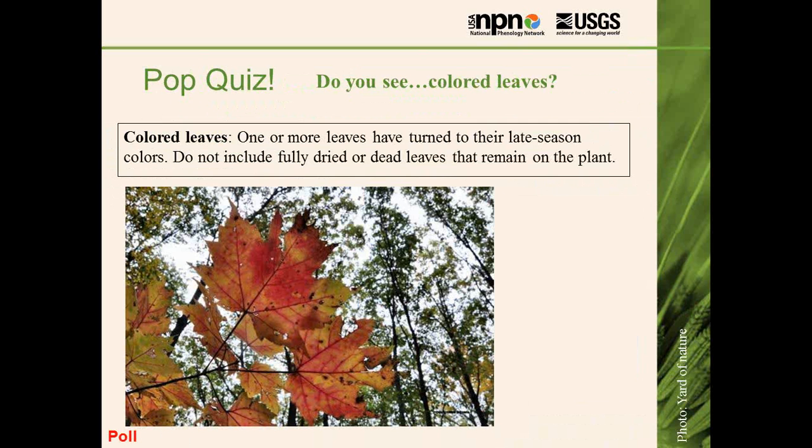So here's your next quiz. So let's say in this example, you walk up to your tree that you're observing, and you see just a few of these colored leaves, but the rest of the plant is green. And let's say that this is not happening during the typical fall colors change time of year, but it's happening in the summer. So just take a moment to study this picture and try to decide whether you would report a yes, a no, or an uncertain.